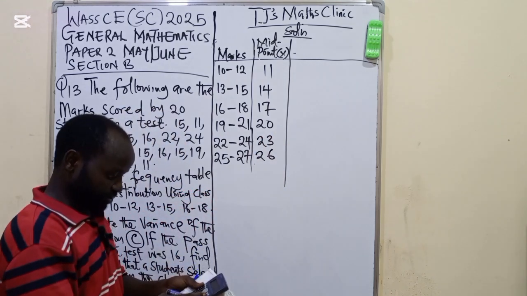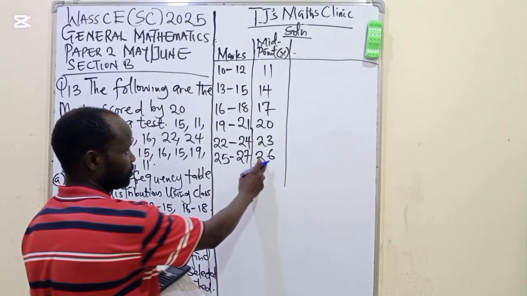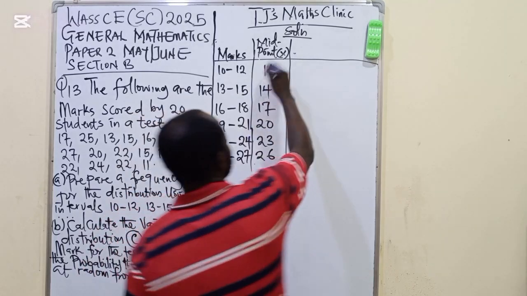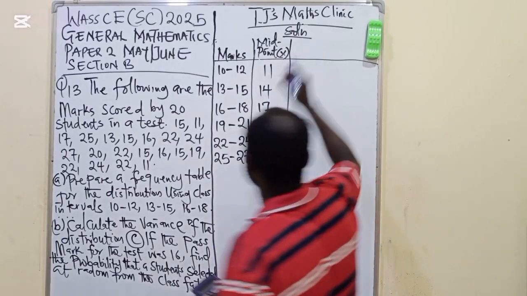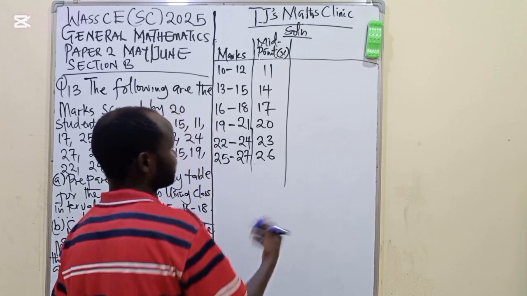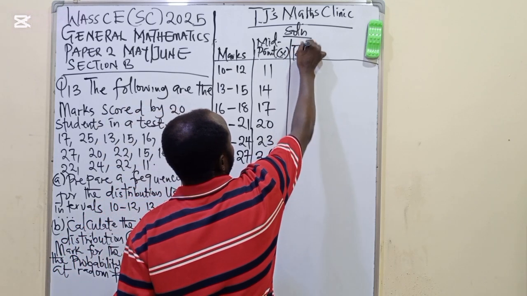Let's check the last one. 25 plus 27. What do we have? 52 divided by 2. That will be 26, which is correct. So this is how to get the class midpoint, which is the x value, because we need our x value. The next thing for us to do is to get the tally. We need tally so that we can get our frequency.